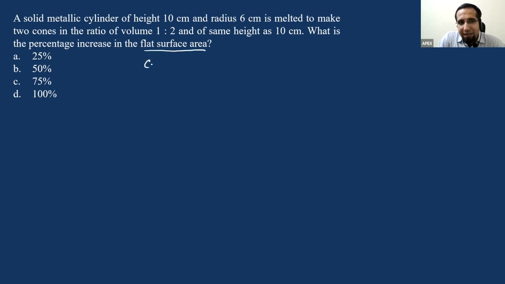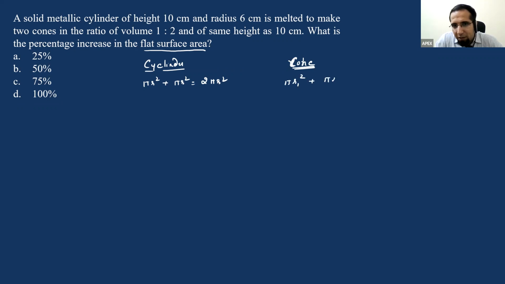Now, the flat surface area of the cylinder is nothing but the area of the top and the area of the bottom, that is pi r square plus pi r square, which is going to be 2 pi r square. And the flat surface area of the cones, sorry, is going to be only the area of the base, that is pi r1 square plus pi r2 square, since I have two radii here. Clear?